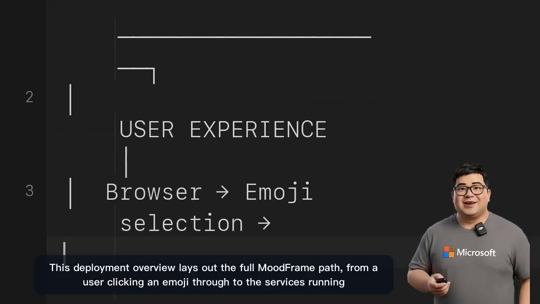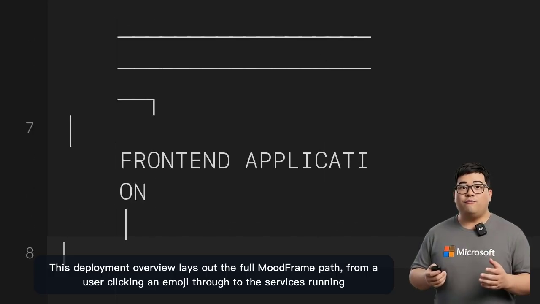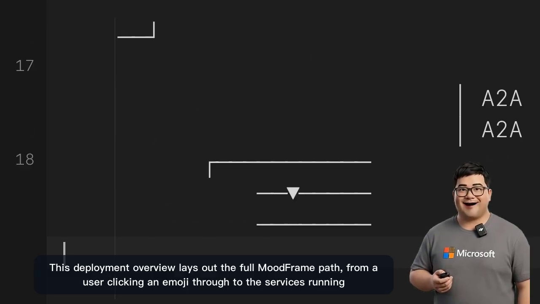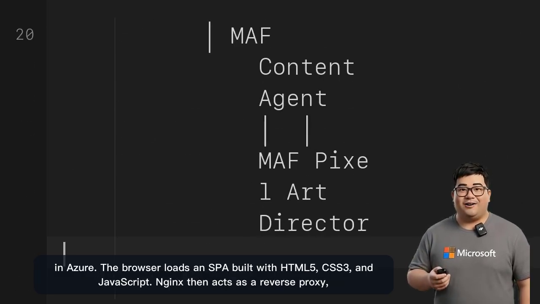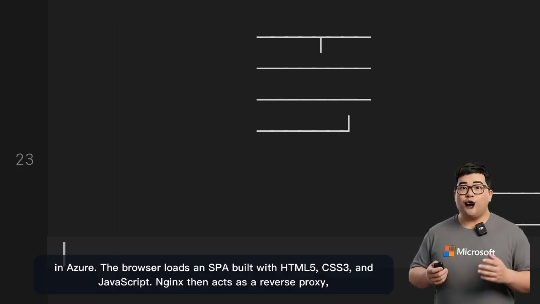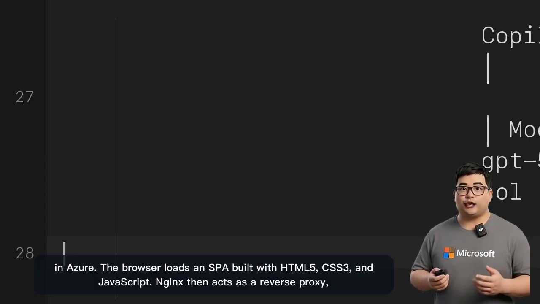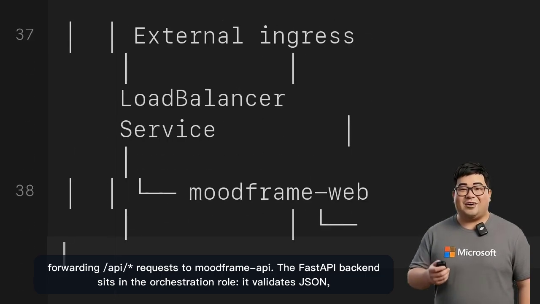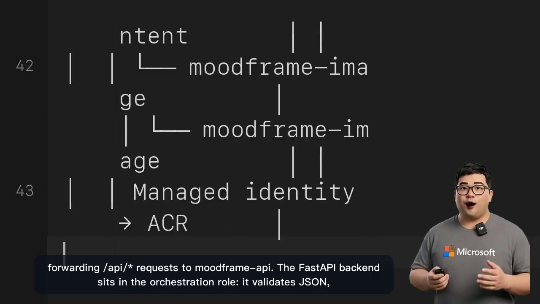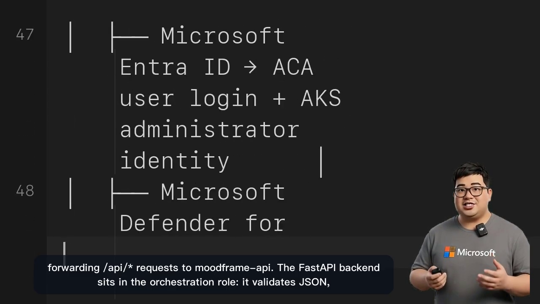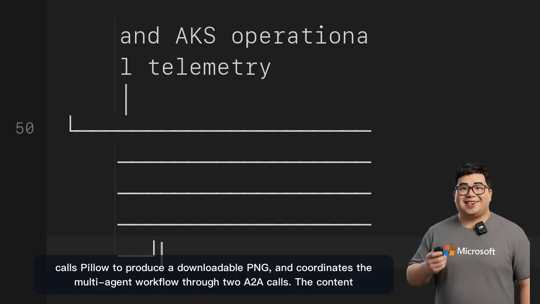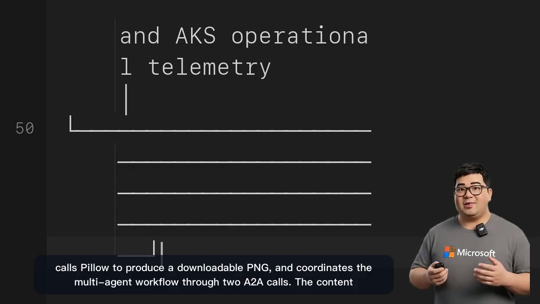This deployment overview lays out the full MoodFrame path, from a user clicking an emoji through to the services running in Azure. The browser loads an SPA built with HTML5, CSS3, and JavaScript. Nginx then acts as a reverse proxy, forwarding /api/* requests to MoodFrame API. The FastAPI backend sits in the orchestration role. It validates JSON, calls Pillow to produce a downloadable PNG, and coordinates the multi-agent workflow through two A2A calls.